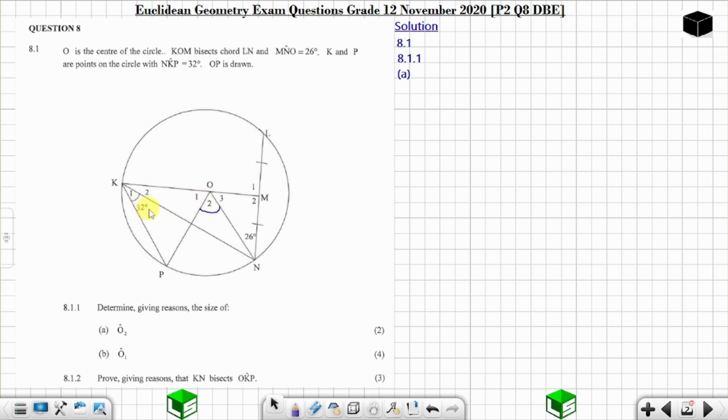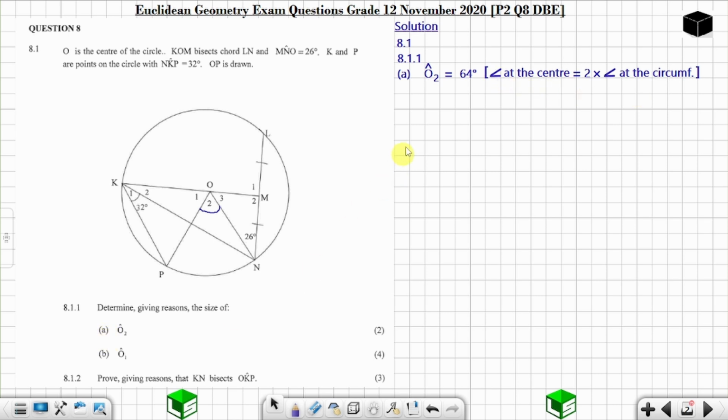So the angle O2 is equal to 64 degrees. 32 times 2, you have 64 degrees. So give the reason. The reason, you are going to say angle at the center is equal to twice angle at the circumference.